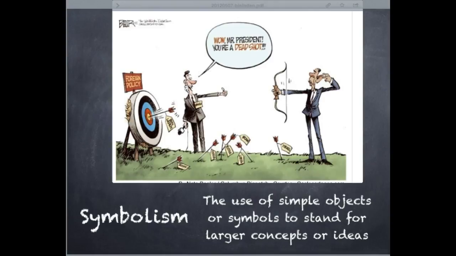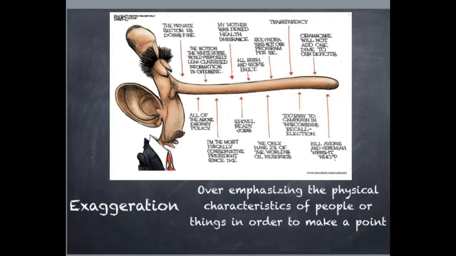And there's lots of symbolism in this cartoon. The use of simple objects or symbols, they're standing for larger concepts or ideas. So in here, the arrows are the different foreign policy goals, and the target is the foreign policy overall. And you can see that on most things, the goal didn't reach its target, except for on one here. But symbolism is just one technique cartoonists use, and usually they use a variety of techniques in their cartoons.